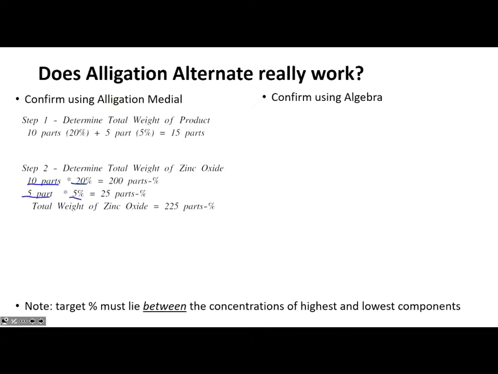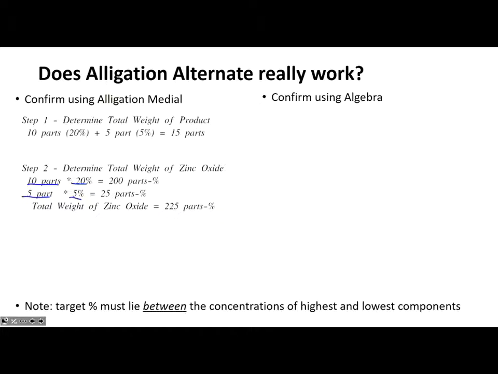So what is 10 times 20? Are you okay with that? 10 times 20 is how much? 200. And what is parts times percent? Parts percent. Just keep them together. We have parts percent as the units. But are you okay where the 200 came from? I just multiplied the numbers together. I then just combine my units, parts percent. Same thing for the 5%. I have 5 parts of that, and I have it at 5%. 5 times 5 is 25 parts percent. I just multiplied them together.